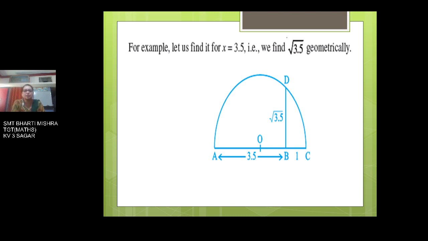Let us consider this very important question of the given chapter, in which we represent the square root of 3.5 on a number line. First let us consider it separately. How to draw root 3.5? Let us assume that x is equal to 3.5.